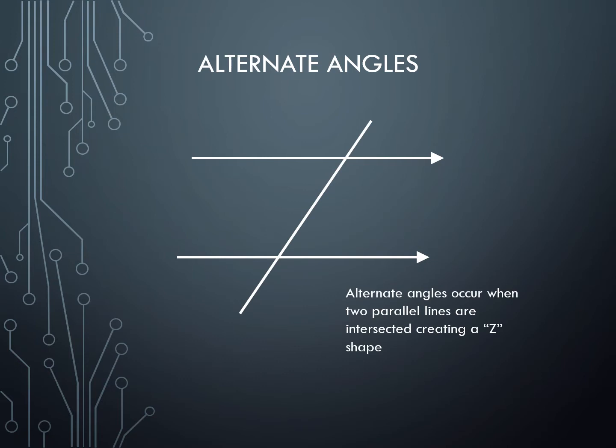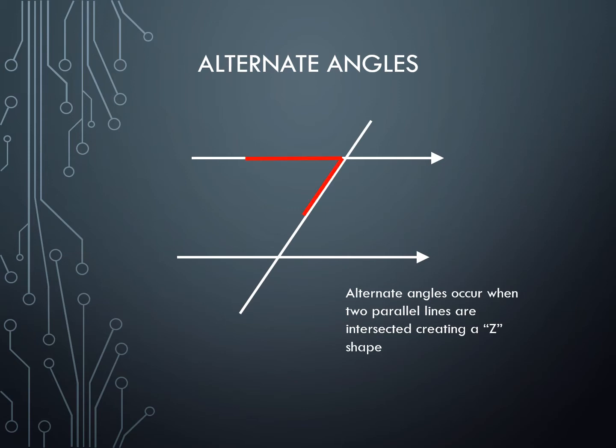So alternate angles occur when two parallel lines are intersected and it creates a Z shape. We'll emphasize that more in just a minute, but that's the kind of shape we're looking at. Depending on where you look, you can sometimes see them referred to as Z angles, because that's the shape that they make.